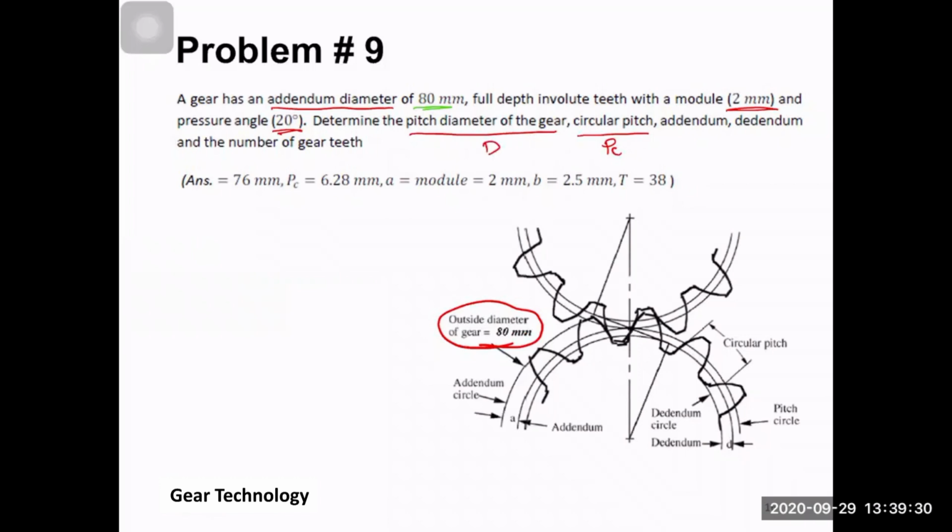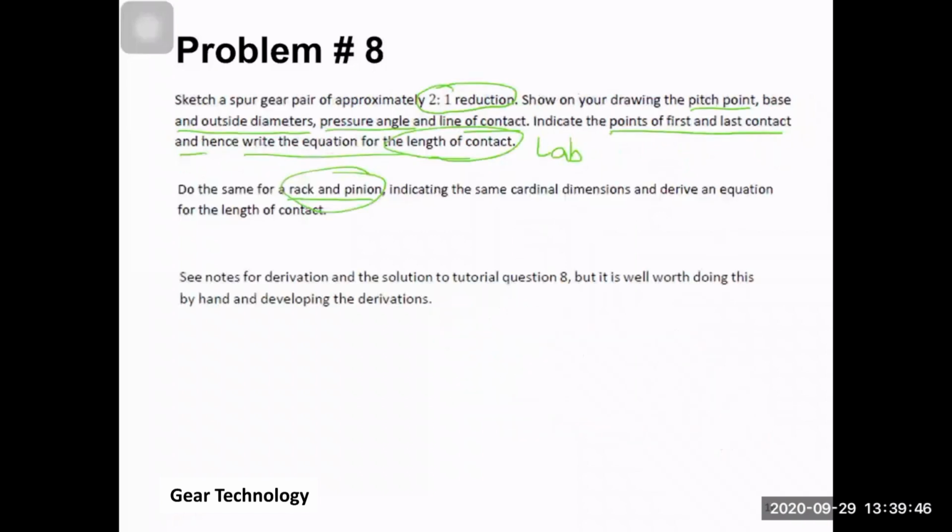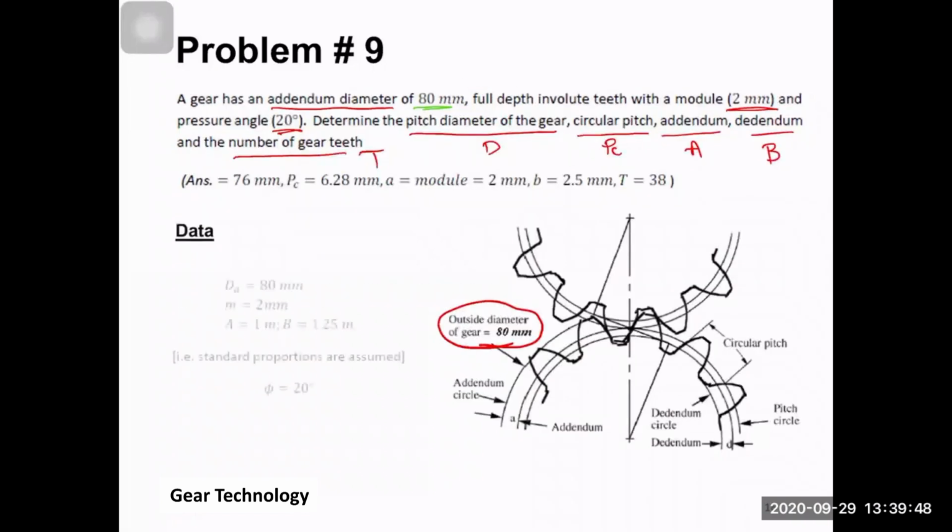Here, D is required. The addendum value, so this is A. The addendum value, which is B. If we consider this is the gear, not the pinion, so I'm just using the capital letters. And the number of teeth on the gear as well, capital T. So what we have here is the external diameter, which is the addendum diameter.